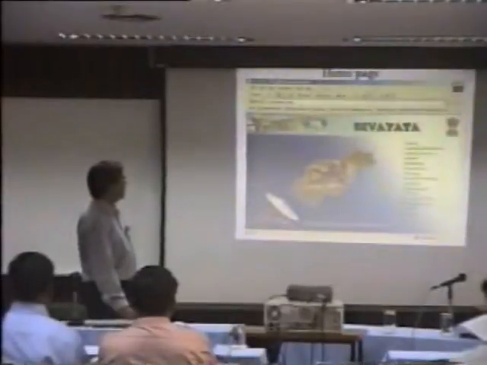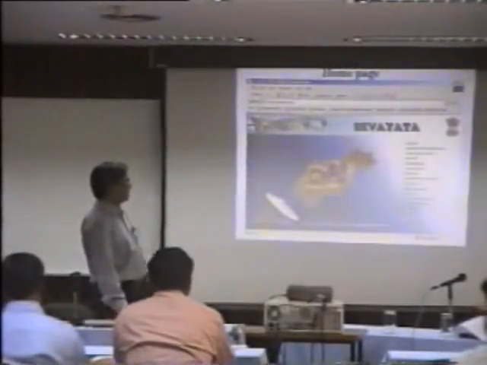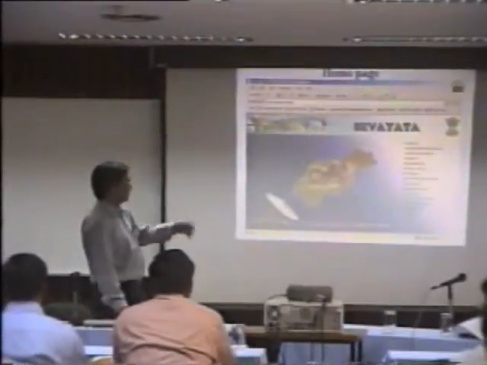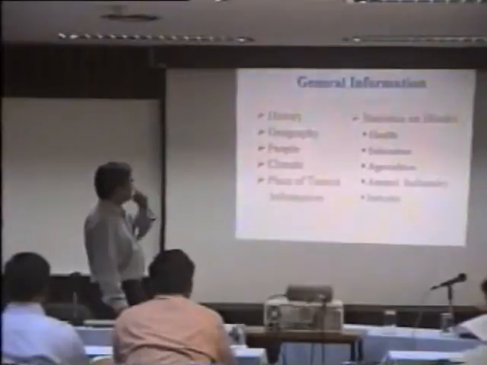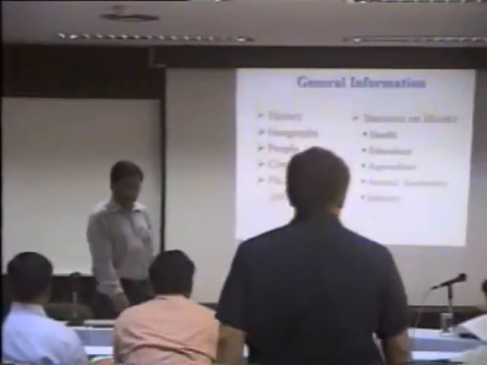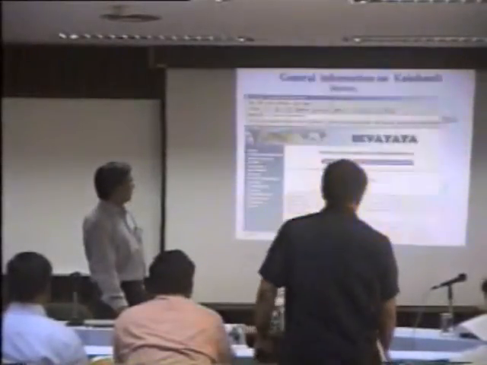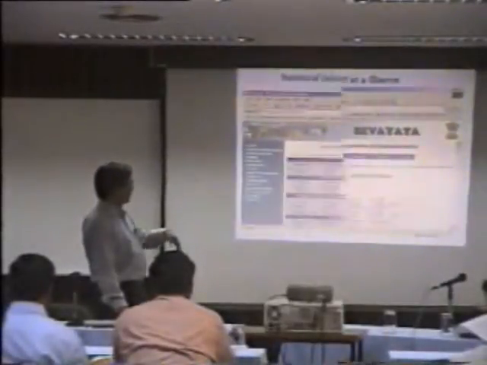So this is the home page where you have home, general information, administration, health, education, all those things the common man can access. Under general information, he can get history, geography, people, climate, tourist information. It is not only meant for the common people, but people coming from other places as well. So this is what he gets in the history. He gets district in a glance.